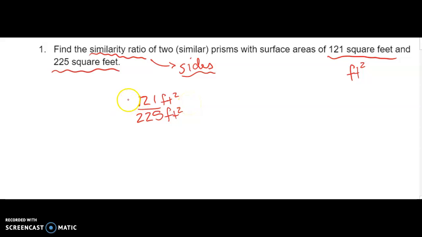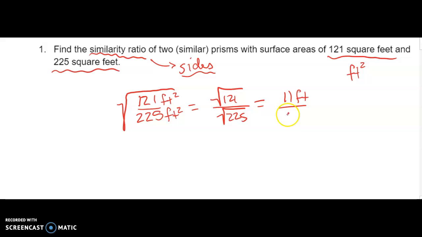Take the square root. Take the square root of the whole thing. It's equivalent to taking the square root of the top over square root of the bottom. Simplify this, and we get 11 feet over 15 feet. So our ratio of sides is 11 to 15.